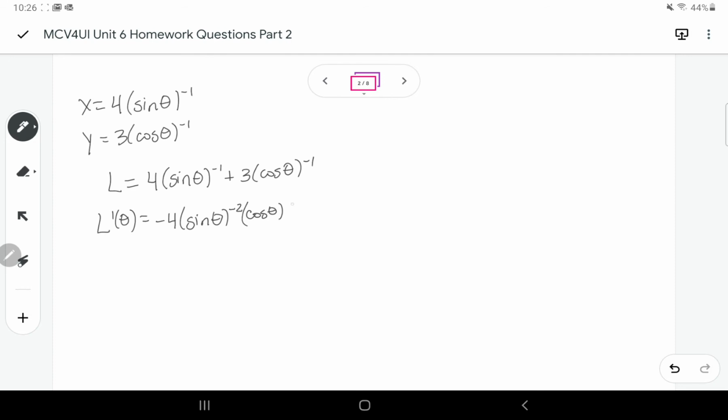And then I have minus 3 cos theta to the negative 2 times the derivative of cos theta, which is negative sine theta. And then simplifying this, cleaning it up, I get negative 4 cos theta over sine squared theta plus 3 sine theta over cos squared theta.